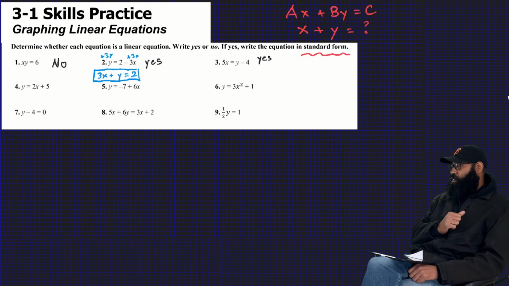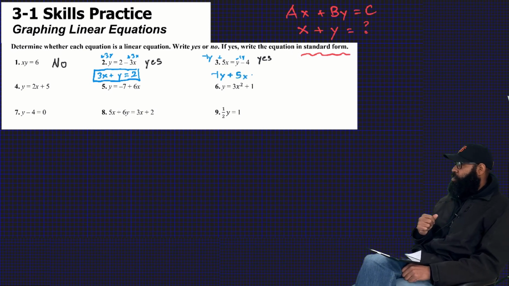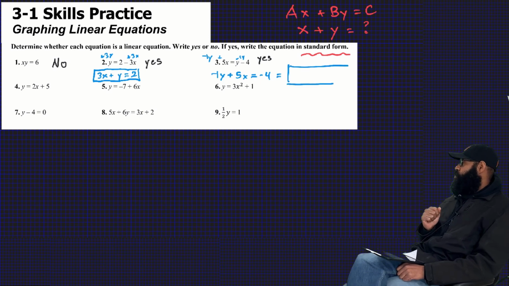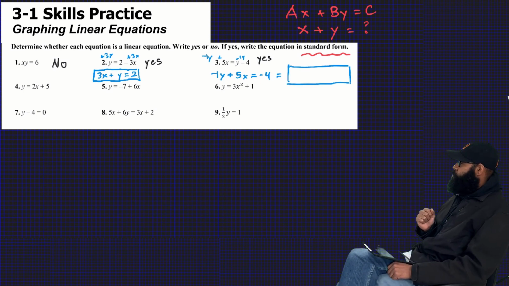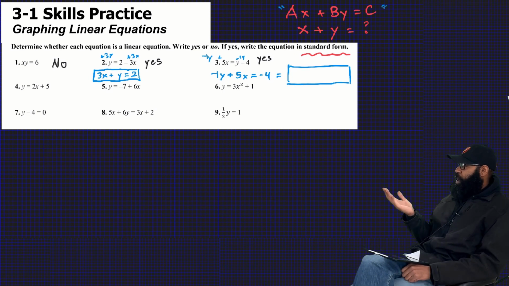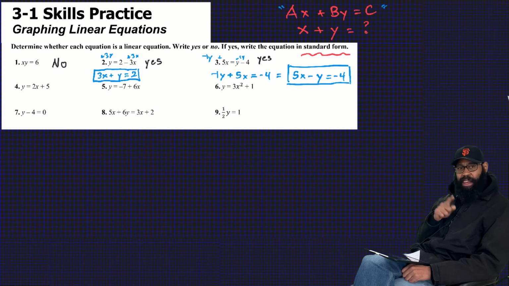Number 3, yes, it's linear. And again, the x term and the y term need to be on the left side of the equal sign. So it's basically just a one-step thing here. Subtract the y from both sides, and now I've got the negative 1y, or it could be just negative y, plus 5x is equal to negative 4. Looking good. Again, ax plus by equals c, a will be negative 1, b will be 5, c is negative 4. And again, standard form, ax, by, c.